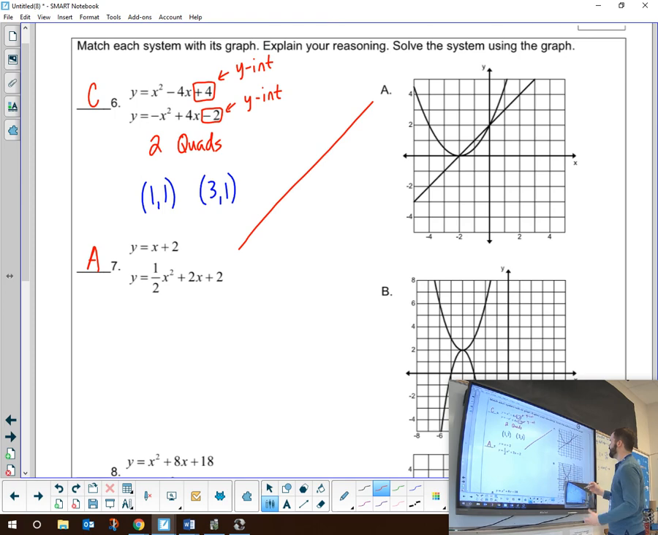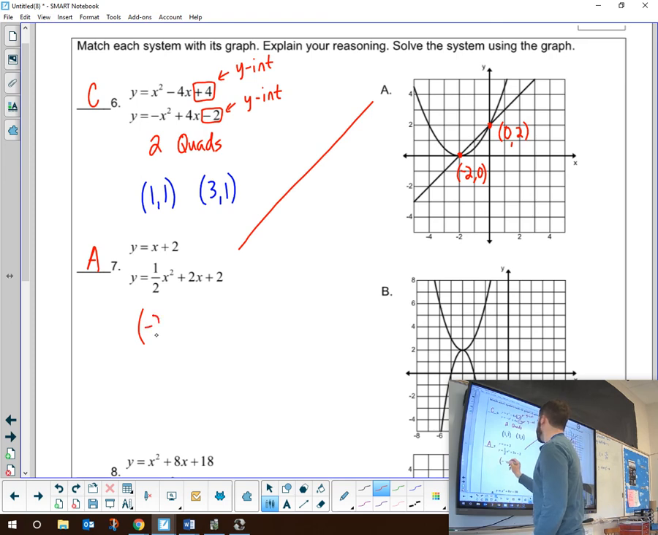Then let's find our answers. We're going to have an answer here, right? It's where they intersect at. So we're going to have an answer at negative 2, 0, and we're going to have an answer at 0, 2. All right, so those are my answers for this one. Negative 2, 0, and 0, 2.